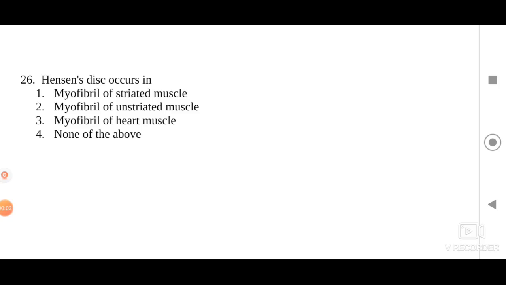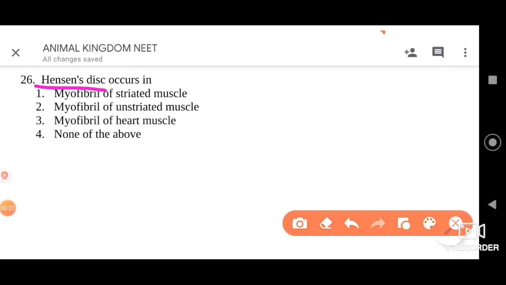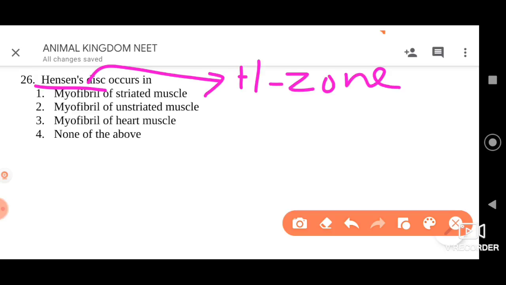The last question for today's session: Hansen's disc occurs in myofibril of striated muscle, myofibril of unstriated muscle, myofibril of heart muscle, and none of the above are the 4 options. First of all, Hansen's disc is also called the H zone. It's a part of the sarcomere, and the sarcomere is the basic unit of the muscle fiber.